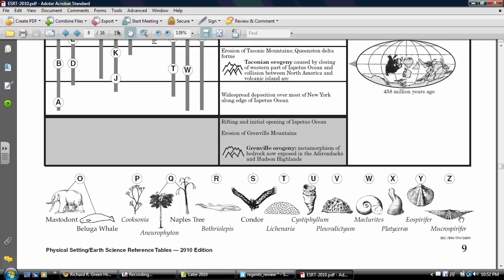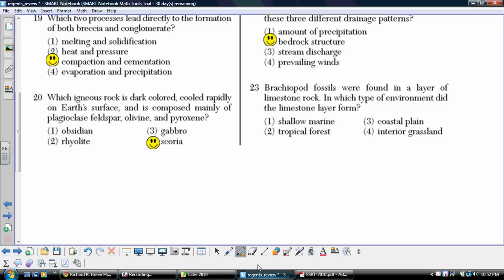So these would have to have lived in water. And when we look at the choices, we've got shallow marine. Well, that's water. An interior grassland, that's absolutely not. A forest, absolutely not. And a coastal plain. A coastal plain is just a flat area that's near the water, whereas this is the one that's actually in the water. So we've got a winner, and that's page 340.